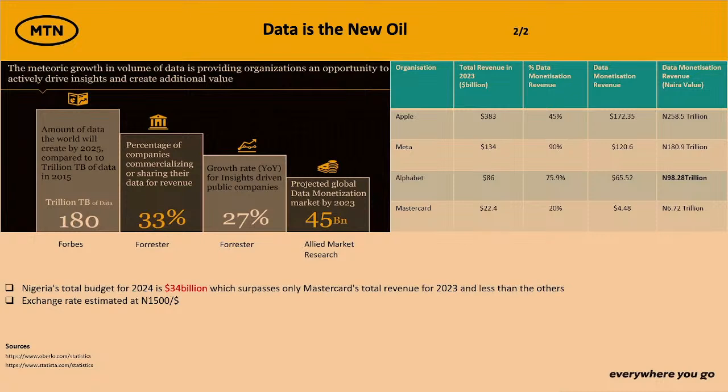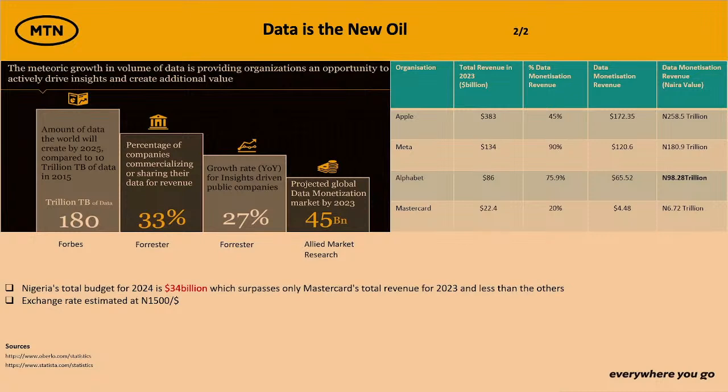But please look at these four companies. The total revenue of Apple was $383 billion in 2023. But what they made from monetization, they did 45%, which is around 172. If you do dollar at 1,500, I'm sure today is around 1,617. But if you do dollar at 1,500, that is the value 258.5 trillion naira, 45% of their revenue, which is what they made from data. Now look at Nigeria's budget, how much is it? The whole country.